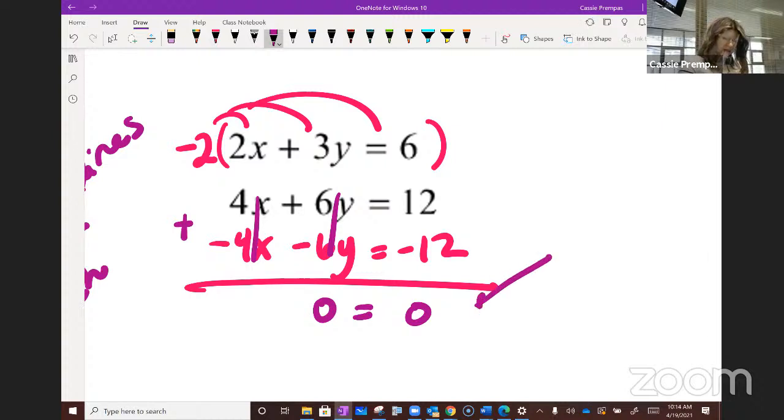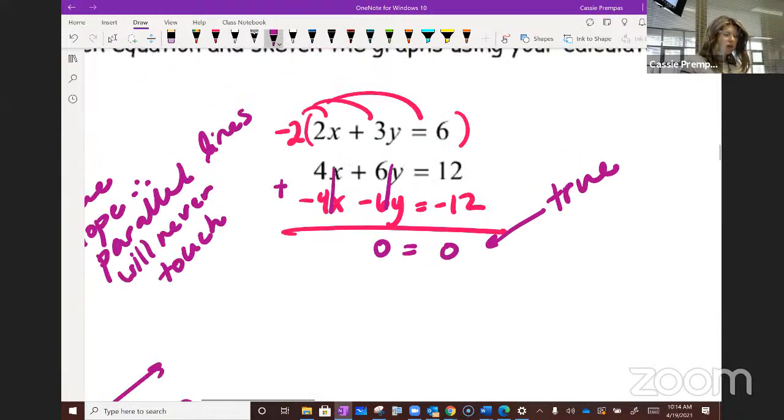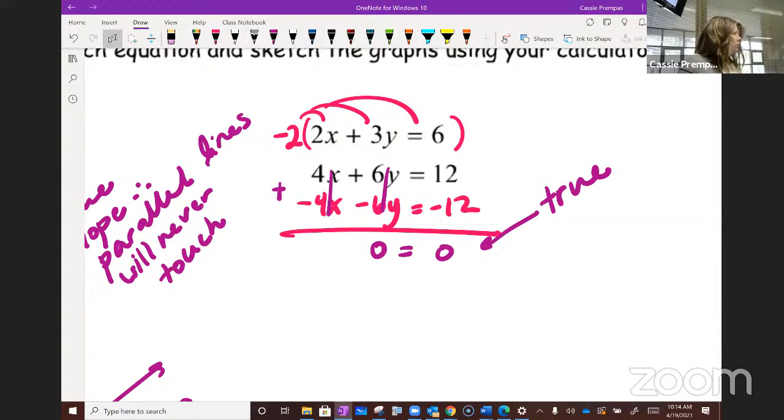Is that a false statement? Can I just say no solution? No, that's a true statement. So now I want to think graphically, what does this mean? I'm looking for where these two lines touch. So let's go ahead and graph these.